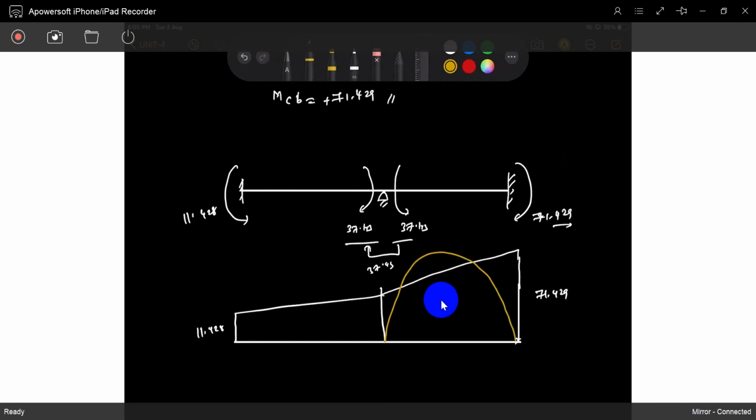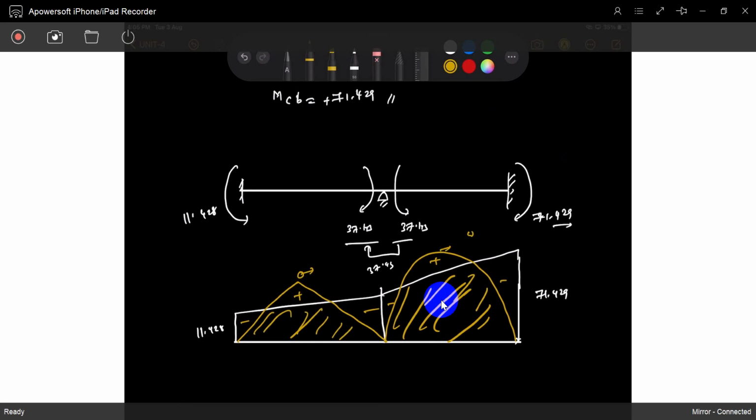Point load means what? That's it. So this is negative, this is positive, this is negative, this is positive, this is negative. This will collapse, and we have to find out this value. The highest value is WL square by 8. This is PL by 4. Once you find out, then only you will write down like this.